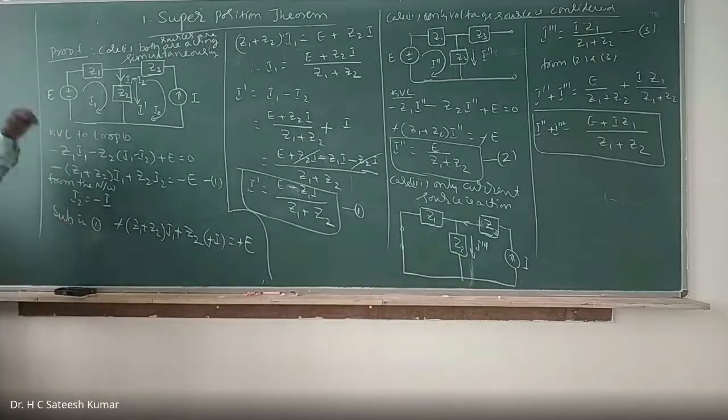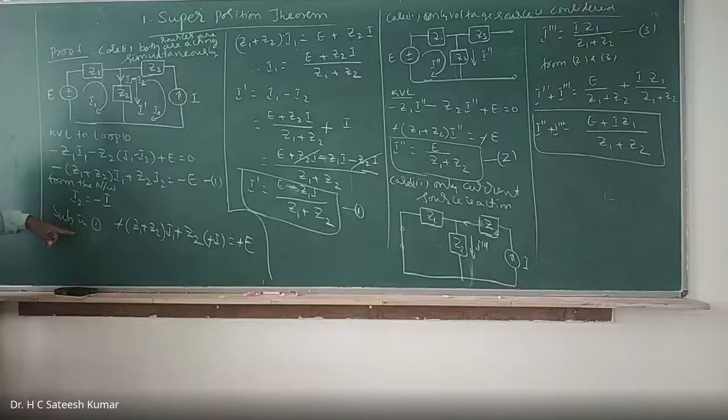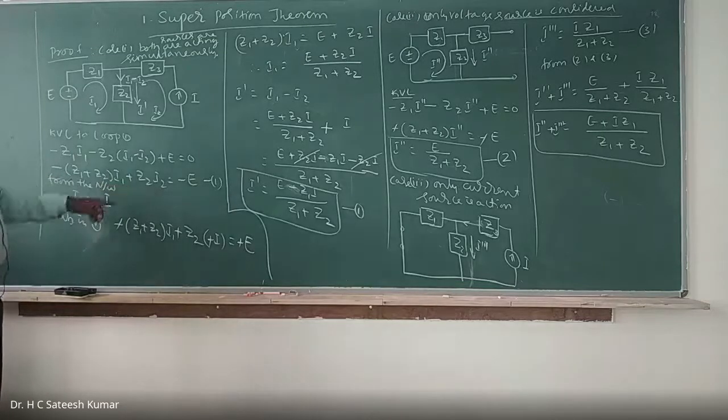Now you check it out. This current is nothing but equal to I1 minus I2. See this? Second column, first equation is wrong, sir. So what can we write? Minus Z1 into I1, minus Z2 into I2, plus Z2 into I2 is equal to minus E, once you transfer it to the right.